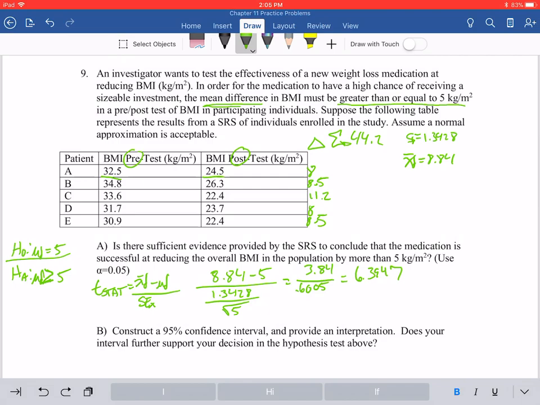When you go in the back of the book and try to find the degrees of freedom, n minus 1 is 4, so degrees of freedom 4, and you're looking for a value of 6.3947. You'll see that, in degrees of freedom 4, between an upper tail probability of 0.0025 and 0.001 is where that 6.394 is going to fall. We don't know exactly where because we don't have an actual calculator telling us, but we know it's going to fall somewhere in between there.